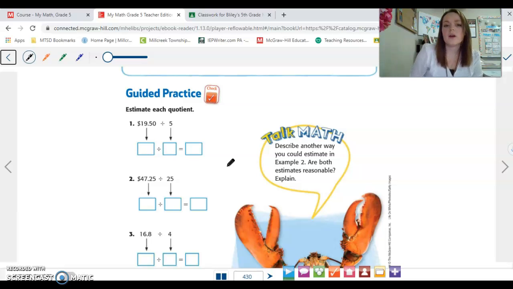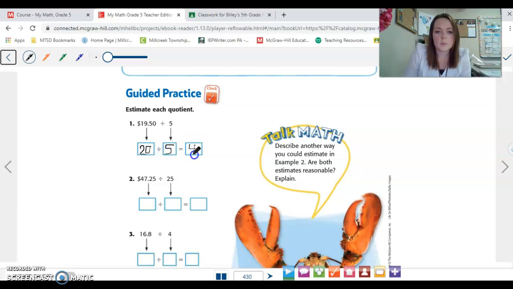Mrs. Bliley is going to do a few more with you, and then I will have you do independent practice for today's work. I would like you to look at number 1. We have $19.50 divided by 5. Is $19.50 closer to 19 or 20? 20. We're going to put 20 in the box. We're going to do 20 divided by, bring down that 5. 20 divided by 5 gives me 4.